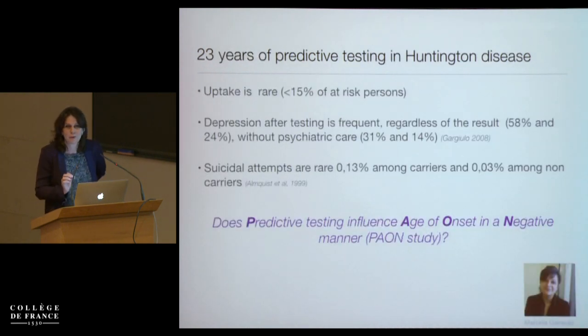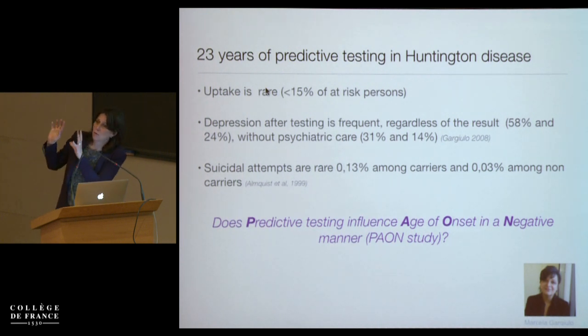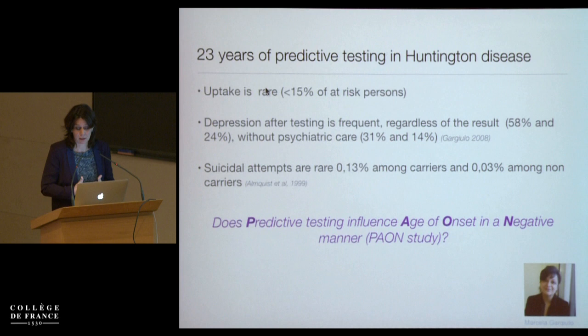So what did we learn in 23 years of predictive testing? Can we reach these people? Can we treat them? Should we treat them? What should we do? We still know that even if the test has been out there for more than 25 years, the uptake is really rare because only 15% of the at-risk patients take the test. So even if it's a more frequent disease than we thought before, and even if we know the gene, and even if there are testing procedures out there, not all people will take the test, perhaps because there is no treatment.